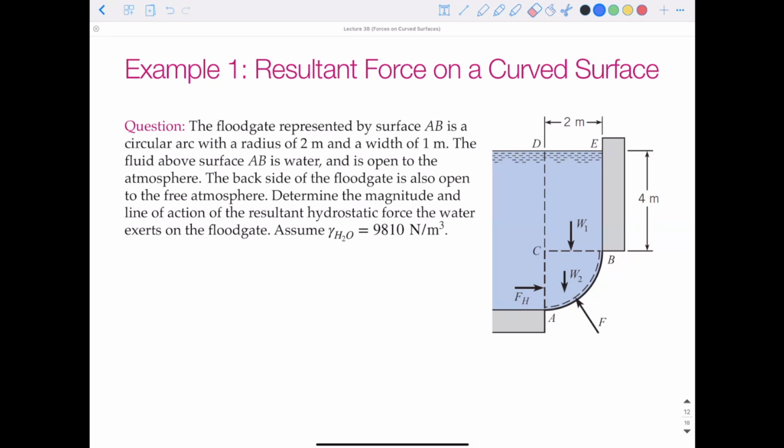Okay, example 1. The floodgate shown represented by surface AB is a circular arc with a radius of 2 meters and a width of 1 meter. The fluid above surface AB is water and is open to the atmosphere. The back side of the floodgate is also open to the free atmosphere. Determine the magnitude and line of action of the resultant hydrostatic force the water exerts on the floodgate, and assume a specific weight of water is 9,810 newtons per meter cubed.